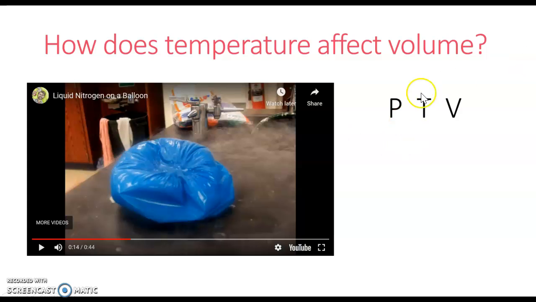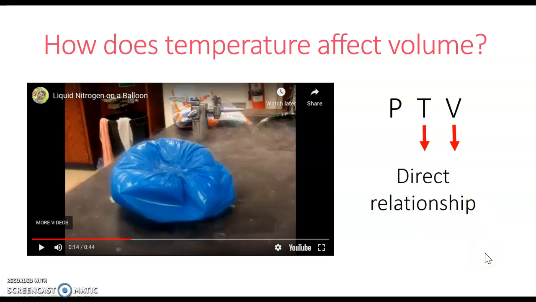So what's happening here to our variables is temperature is dropping. As the temperature drops, that means the gas molecules inside the balloon are not moving as much. If they're not moving as much, they're not going to take up as much space. Therefore, the volume of this balloon gets smaller. Because temperature and volume both did the same thing, we call that a direct relationship.